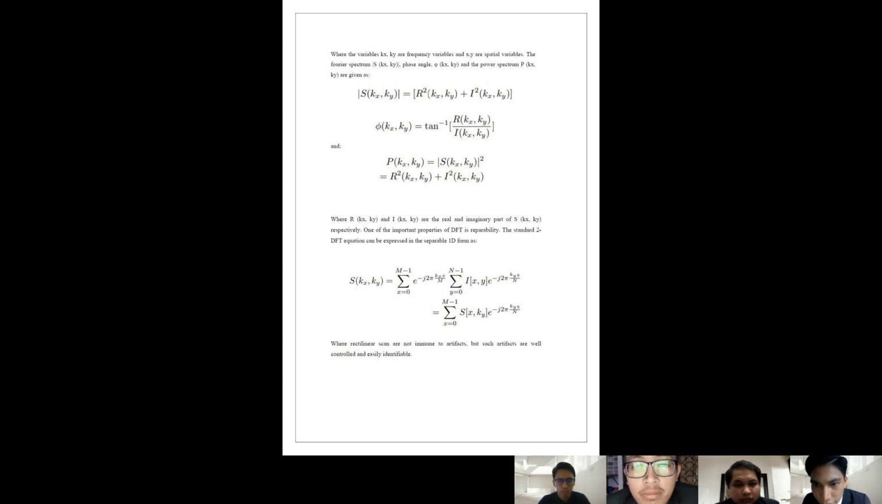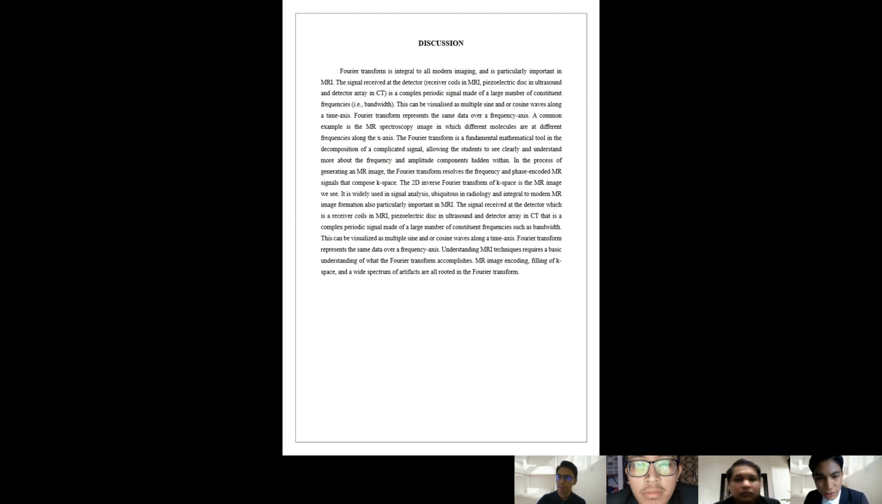The rectilinear scans are not immune to artifacts, but such artifacts are well controlled and easily identifiable. So we go to the discussion from the medical field. The Fourier transform is integral to all modern imaging and it is particularly important in MRI. The signal received at the detector, the receiver coil in MRI, piezo disc in ultrasound, and detector array in CT scanner, is a complex periodic signal made of a large number of consequent frequencies, for example bandwidth. This can be visualized as multiple sines and or cosines along a time axis. The Fourier transform represents the same data over a frequency axis.